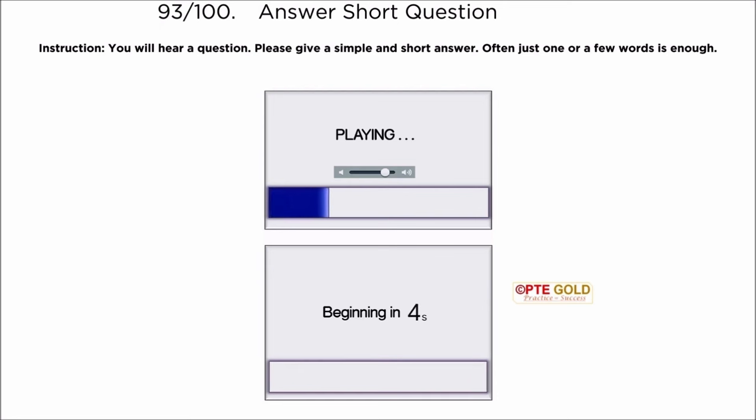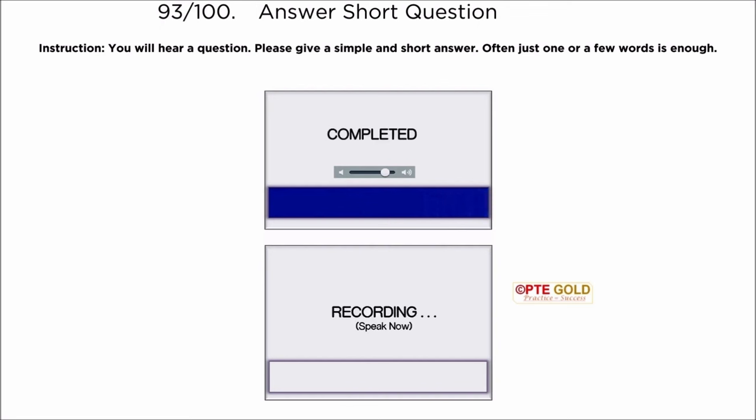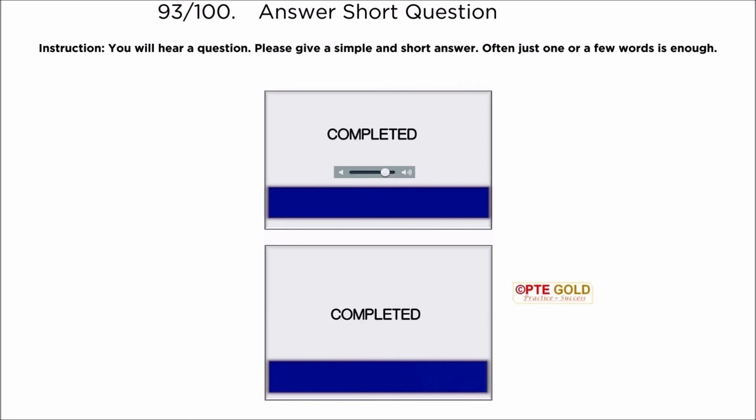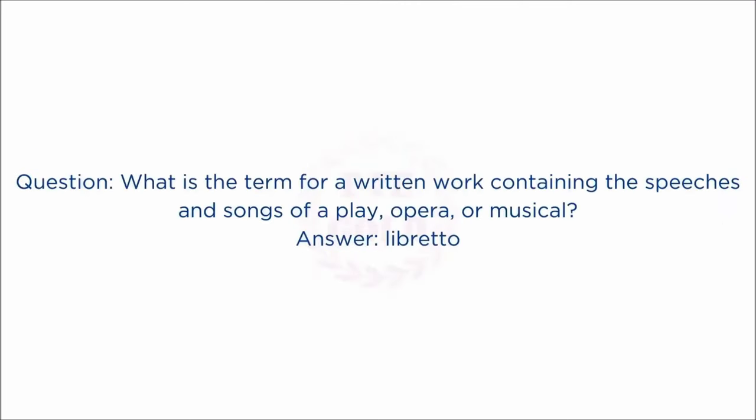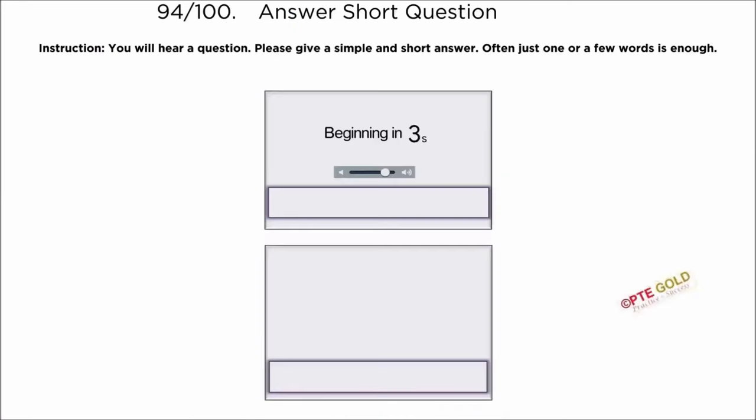What is the term for a written work containing the speeches and songs of a play, opera, or musical? Libretto.